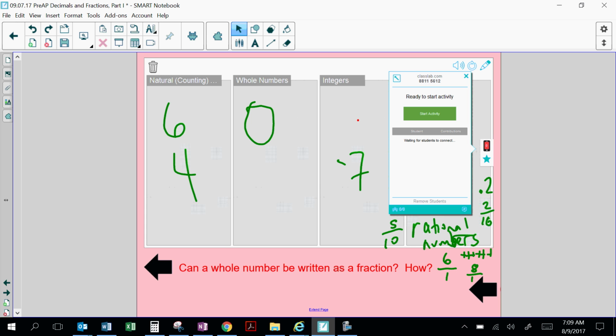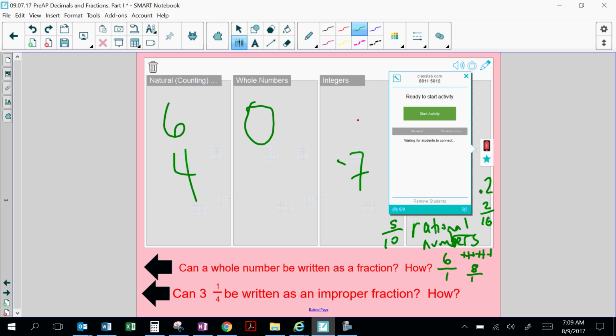Here's our second question. Can the mixed number 3 and 1/4 be written as an improper fraction? What do you call this? Do you remember this from 5th grade? It's a number mixed with a fraction, so it's a mixed number. So what do you remember about turning this into an improper fraction? So you have 3 and 1/4.